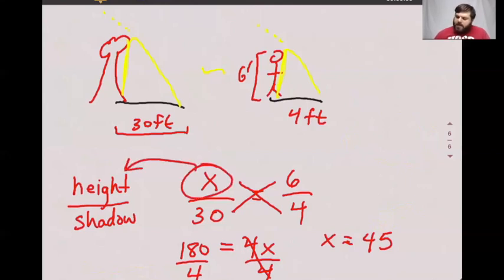Okay, now what is x? X was the height of the tree. Remember, this was the tree and this was the person. So we know that the height of the tree is 45 feet.